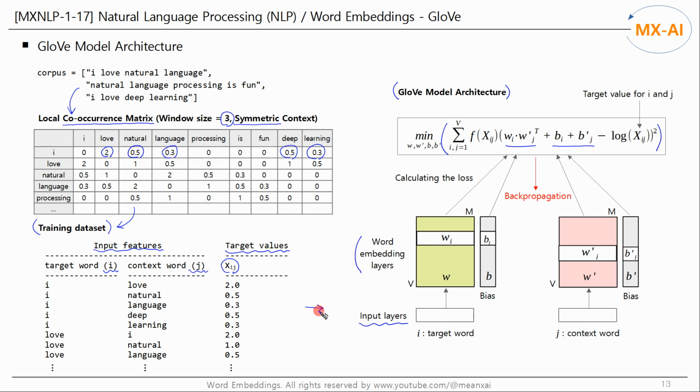Now let's follow the data as it flows through the model. The target word index i and the context word index j enter the 2 input layers and are passed to their corresponding embedding layers. The embedding matrix W stores the target word embeddings, while W' stores the context word embeddings. Both embedding matrices have a shape of V by M. From these matrices, we retrieve the embedding vectors Wi for the target word and W'j for the context word.